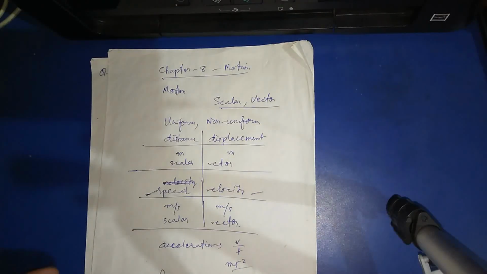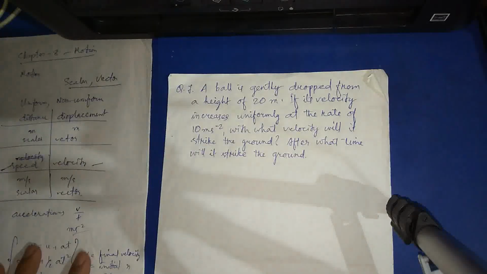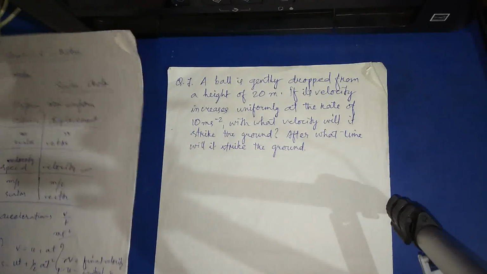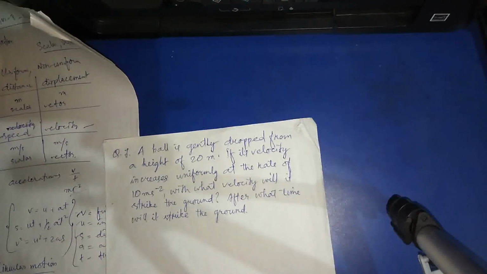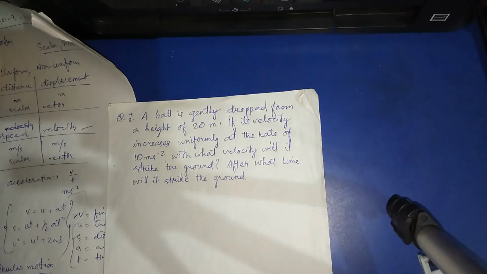Now let us try one numerical, given by these 3 equations. So here is the question. A ball is gently dropped from a height of 20 meter. If its velocity increases uniformly at the rate of 10 meter per second square, with what velocity will it strike the ground? After what time will it strike the ground?